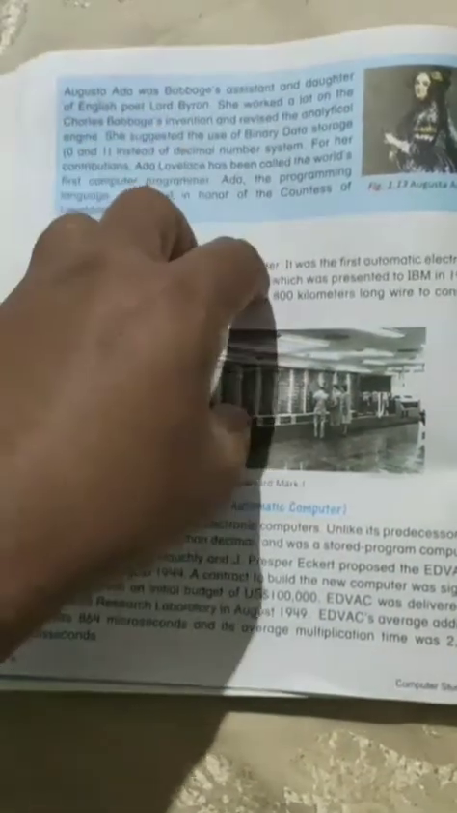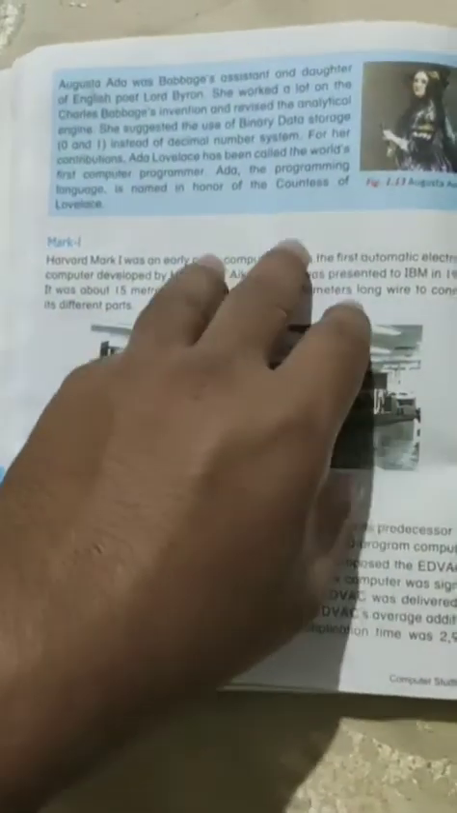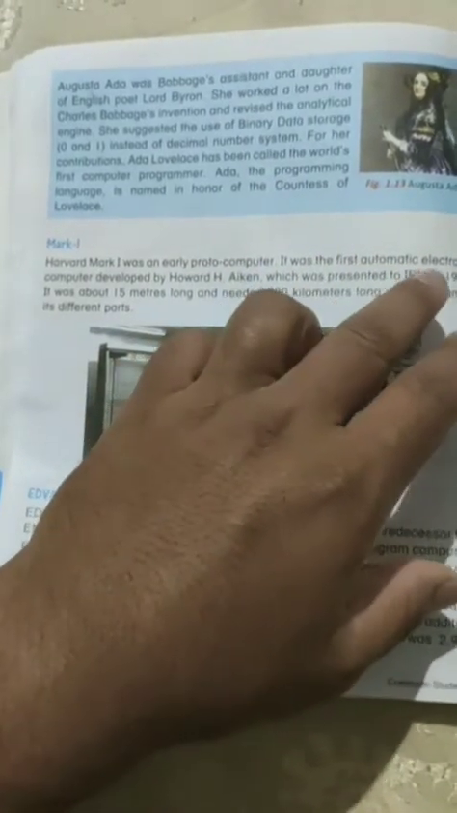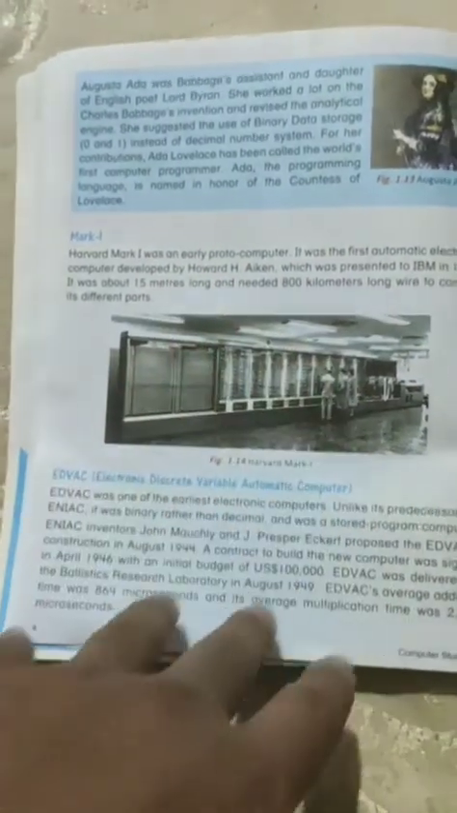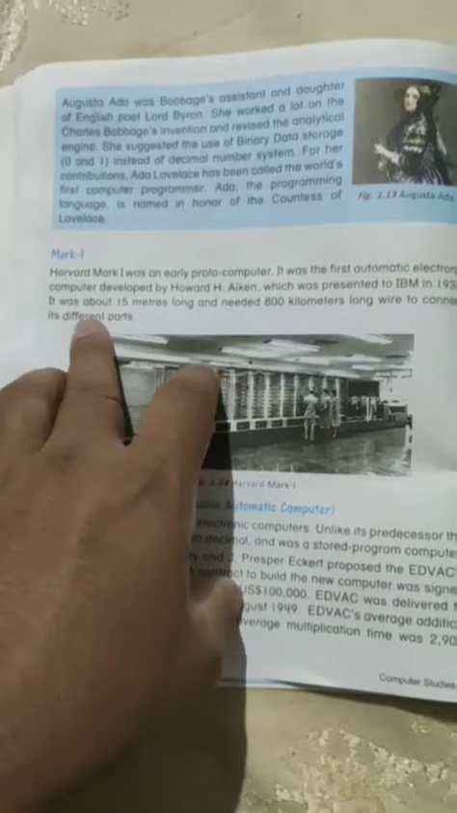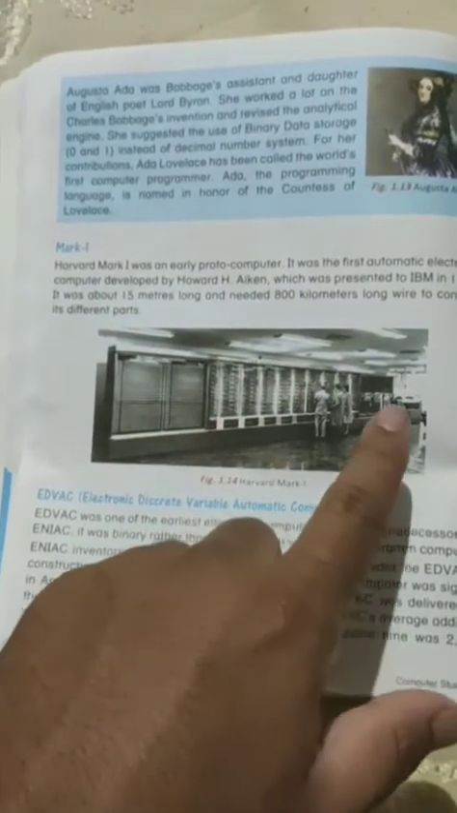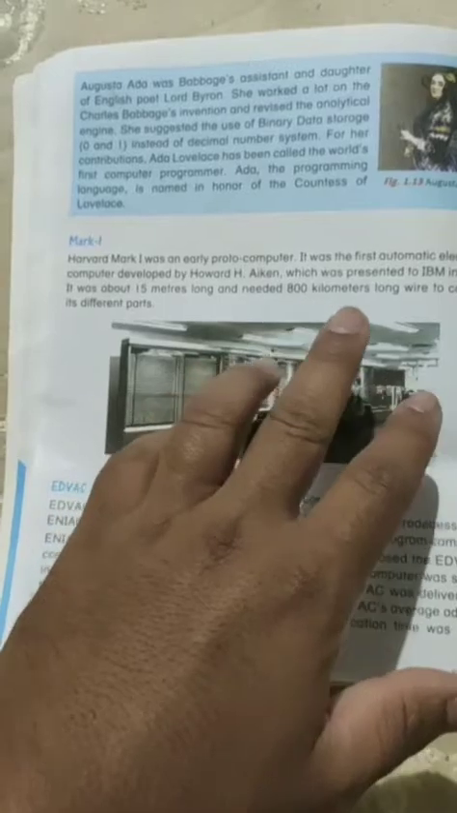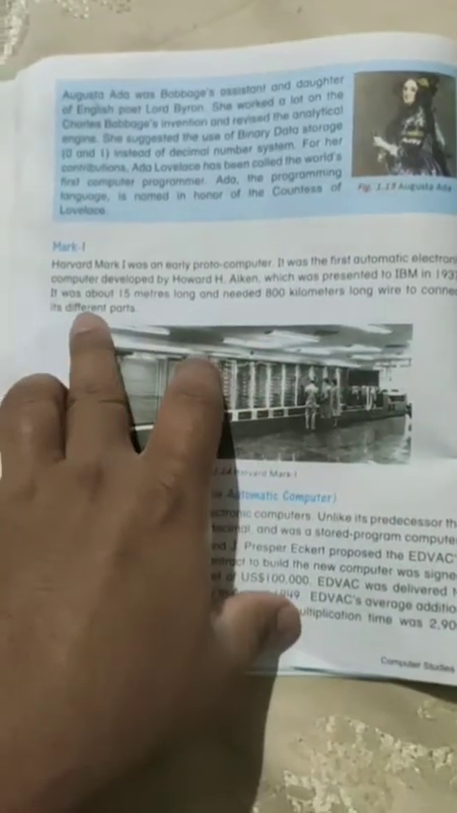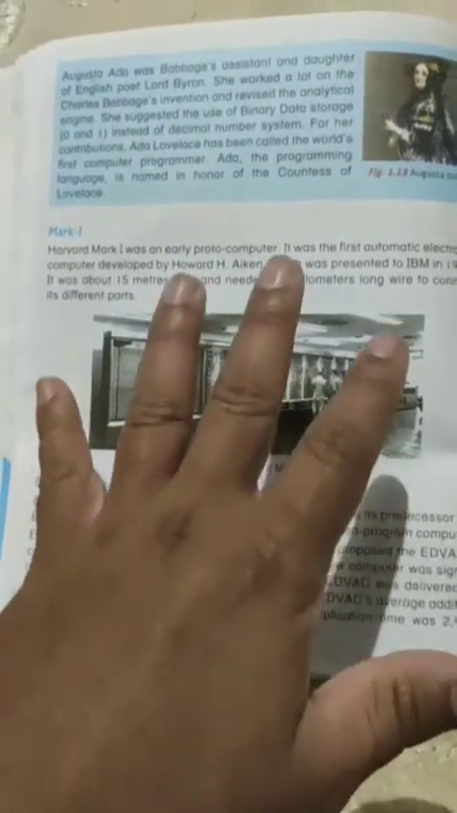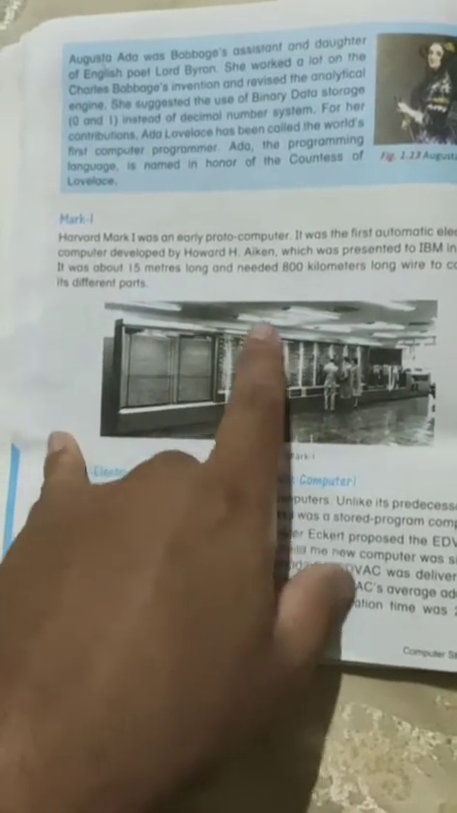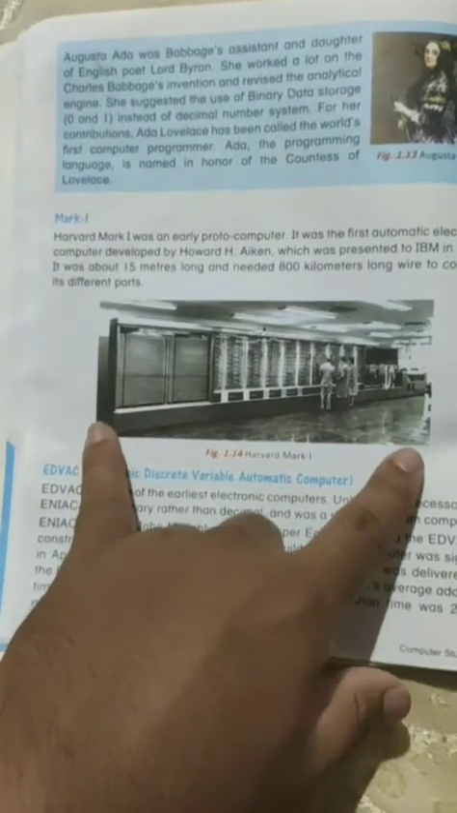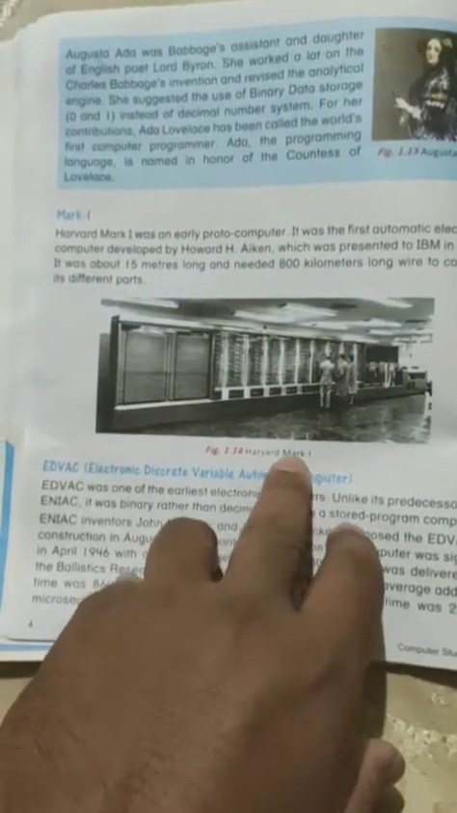Now we have read about the automatic mechanical computer. Now this is the first computer which works on electricity. That's why it is known as the first automatic electronic computer, developed by Howard H. Aiken. It was about 15 meters long. You can see how long this computer is, and it needed 800 kilometers of wire to connect its different parts, inside and outside both. You can see the size of the computer. Small people are standing here, and the computer size is this much, like a whole wall. So this is our Harvard Mark 1.